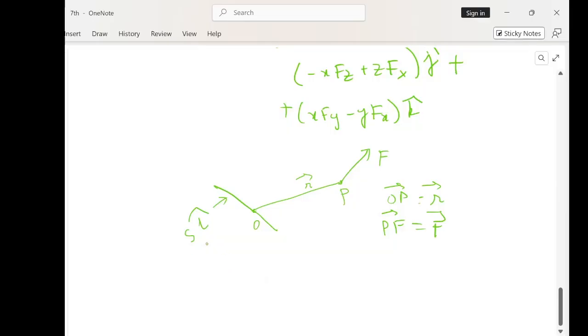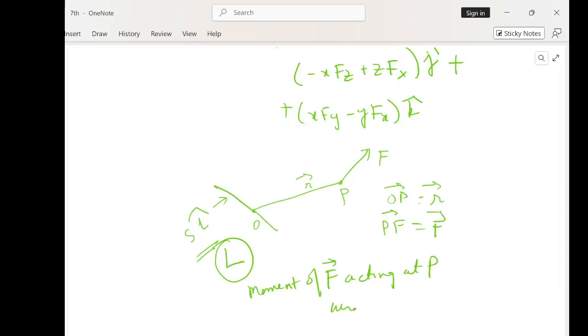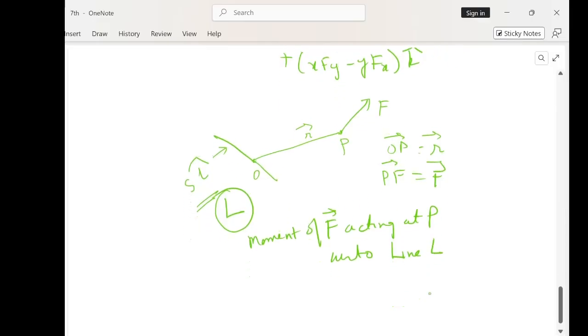Then what we need to find out is the moment of the force with respect to this line. Say I use capital L to denote this line or axis. Then the moment of F acting at P with respect to line L, how do we find it out? This is nothing but the projection of whatever moment you have got with respect to O.